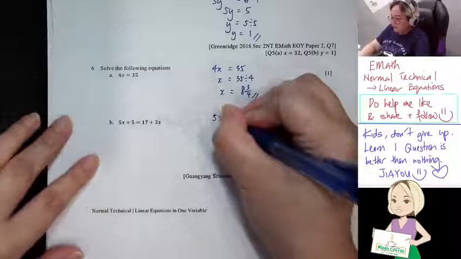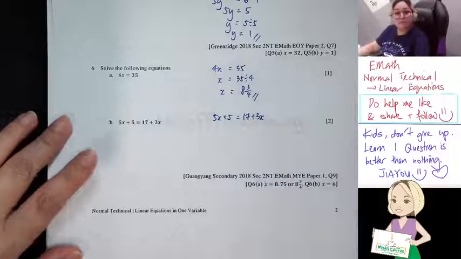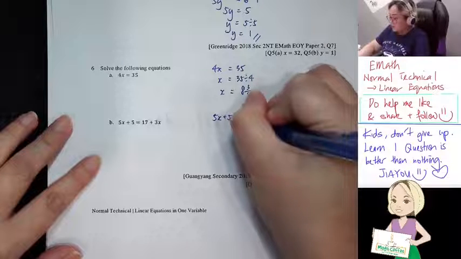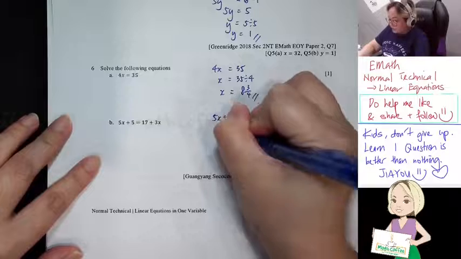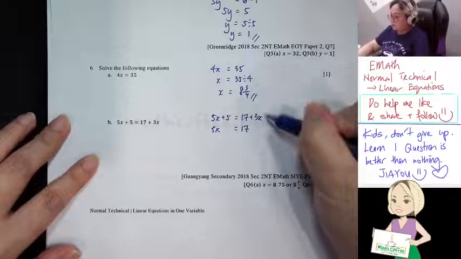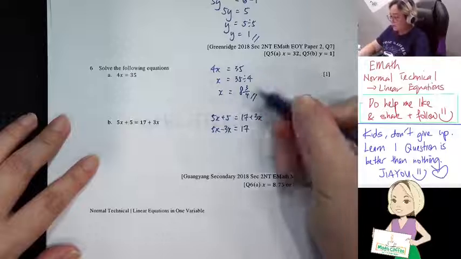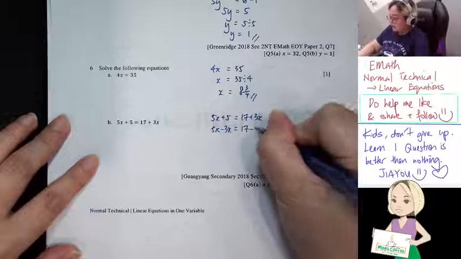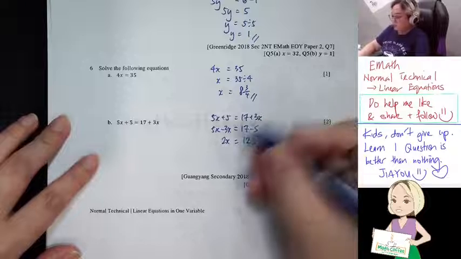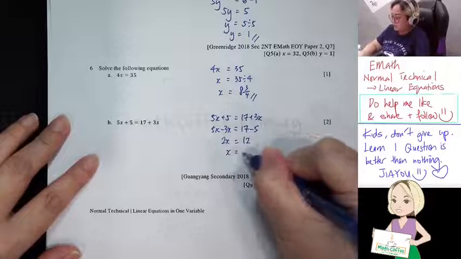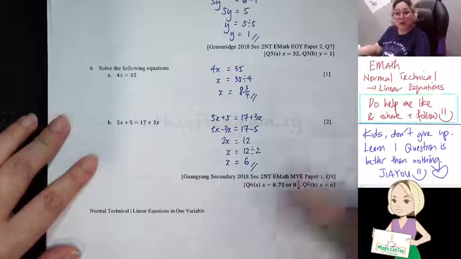Okay, next. 5x plus 5 equals to 17 plus 3x. Write the equal first. 17 remain, 5x remain. So this plus 3x I need to bring to the left hand side, so it becomes minus 3x. Plus 5 bring to the right hand side, minus 5. So this one is 2x and this is 12. So 2x equals to 12. x is equals to 12 divided by 2. So my x is equals to 6. Done. Ta-da!